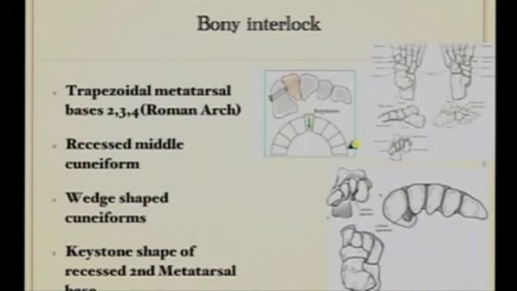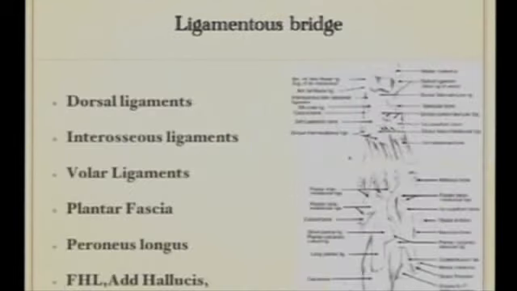The bony interlock, which is a very unique part of the midfoot, is formed because of the trapezoidal metatarsal bases and the recessed medial cuneiform. This is a very unique design which gives an intrinsic stability to the foot structure, along with the wedge-shaped cuneiforms. And the key joint is the recessed second metatarsal, which is usually injured during the Lisfranc injury.